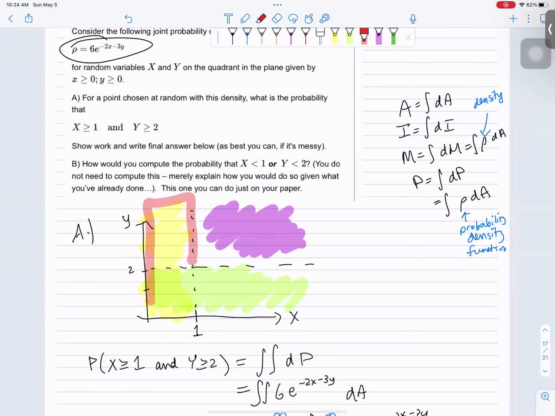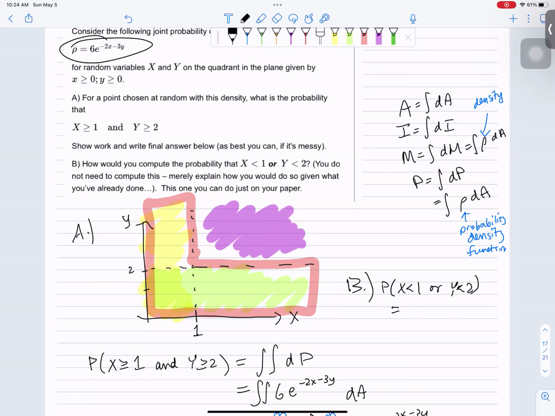This region that we're considering in red here is the whole thing minus what we had in part A. The whole thing minus this purple stuff will give us what's remaining. So that's exactly how we're going to do part B. When you think of probability, what's the biggest number you can have? Like 100%, in other words, 1. So I have 1 minus the purple stuff, which was x greater than 1 and y greater than 2.